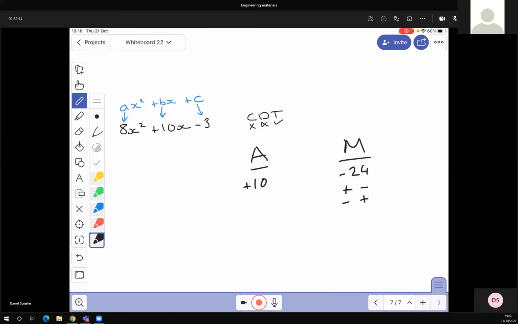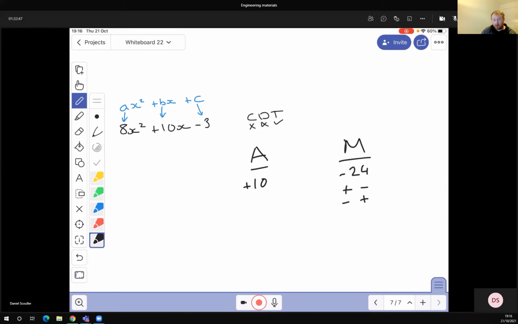Don't be confused with the fact that we're multiplying two numbers together to get this minus 24 at the start. What this M signifies is we're looking for the factors of it, so we're going to make all the multiplication pairs and go through it. So two numbers that multiply together to make minus 24. That's what the M stands for. M stands for multiply, A stands for add.